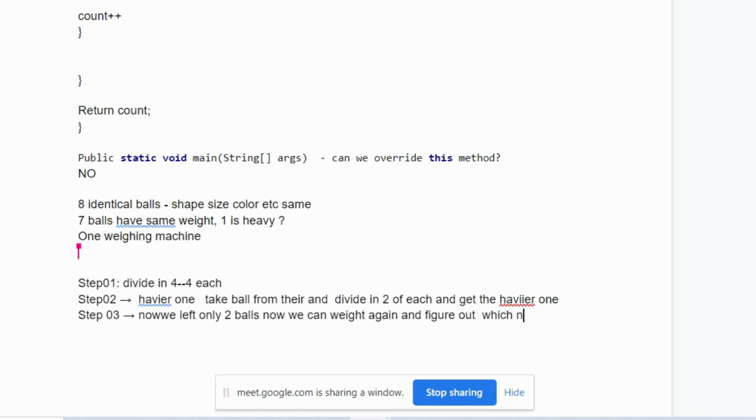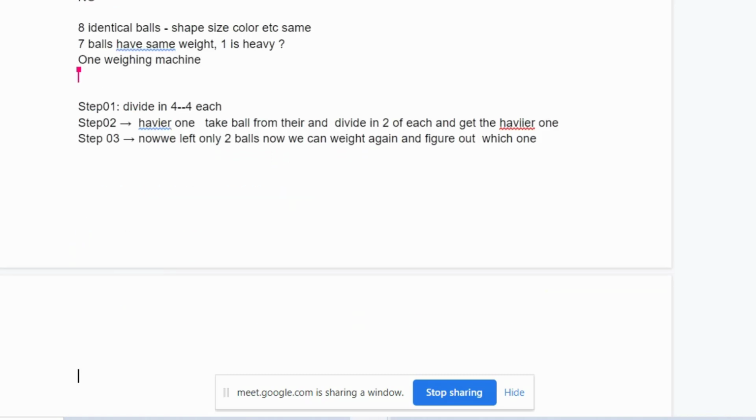Okay, Swapnil, can you do it in two? Let me think. Yeah, we can do it in two steps as well. How? Should I write it? No, just tell me.